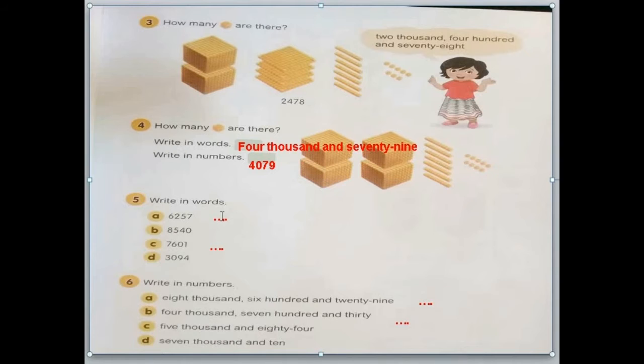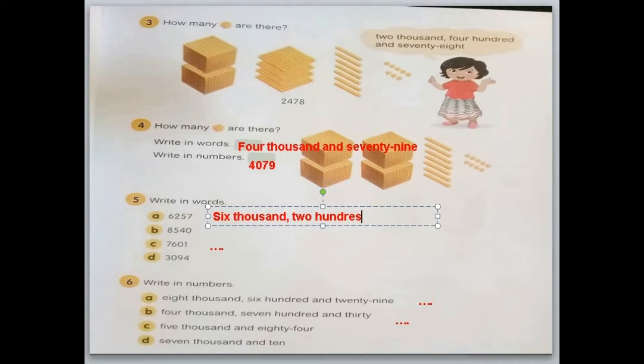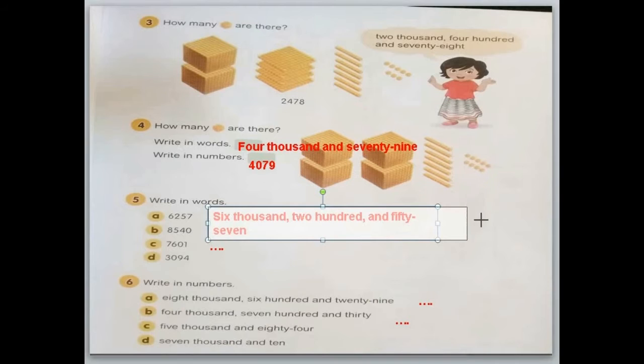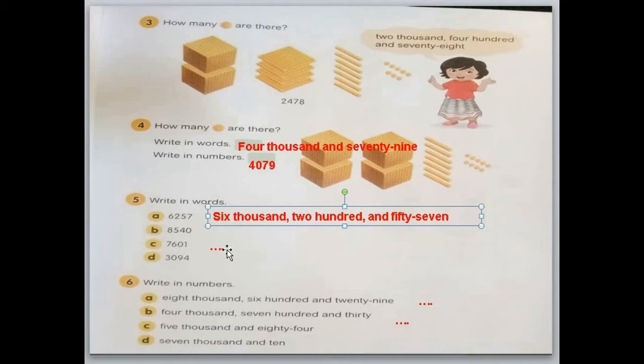Okay, now look at question number 5. We need to write down this number in words. So first, remember the 6 is the 1,000. So you write down 6,000, comma, and then the 2 is the 100, 200, comma, and then this one, 5, is in the tens, right? So we write down and 50. The last number is 7. Is it clear?